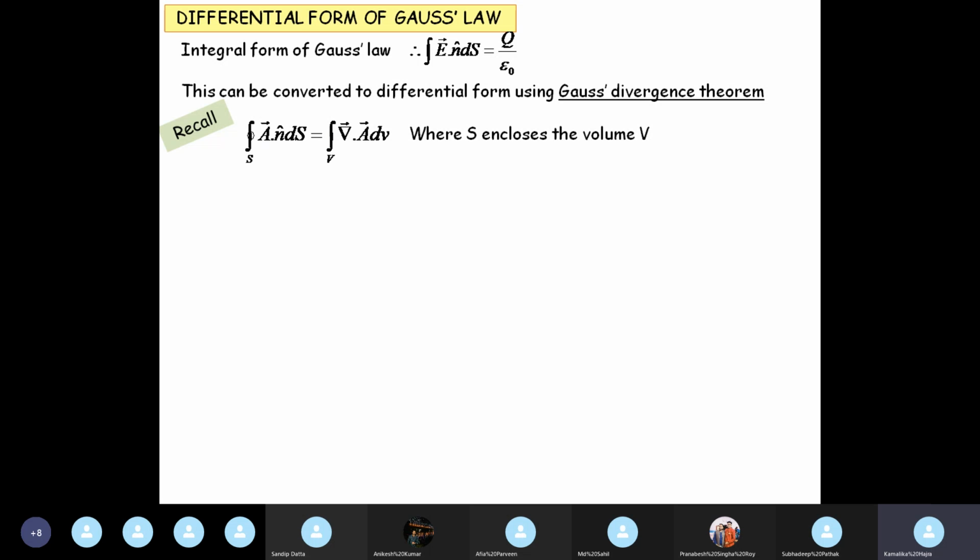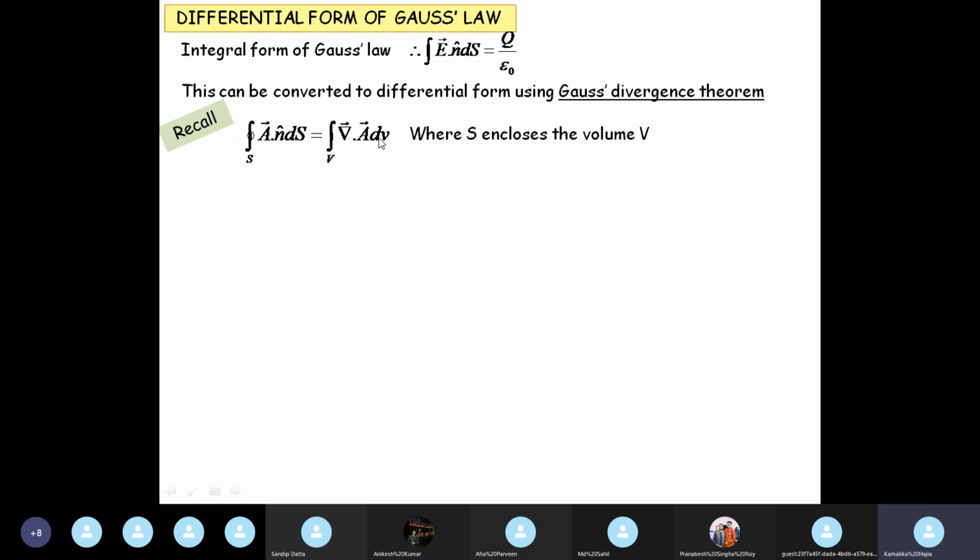Surface integral of a vector over a closed surface S is equal to the volume integral of the divergence of that vector over the volume that is enclosed by that closed surface. So if you have a surface S which encloses a volume V, then Gauss's divergence theorem states that the closed surface integral of A dot n cap dS is equal to the volume integral of the divergence of A dV.